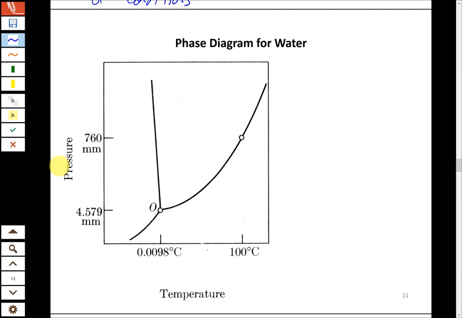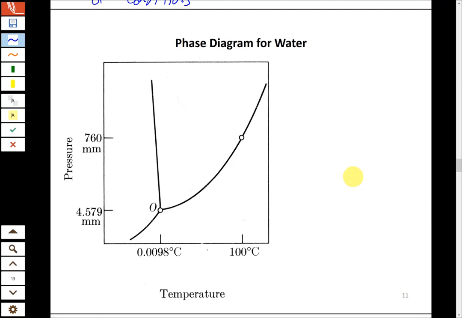And so what we're going to see here is pressure on the y-axis, this time in millimeters of mercury. So it's pretty small scale in this kind, just one or two, about 2 atmospheres or so, and then temperature that goes from 0 or so to 100. All right, so let's talk about the different features of this diagram here.